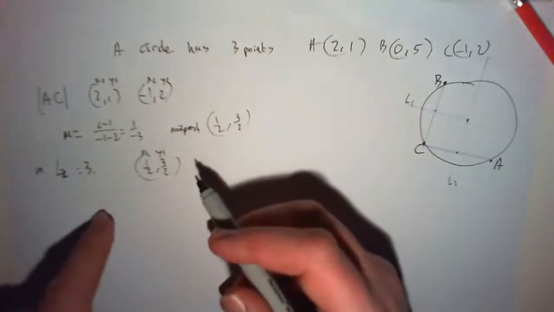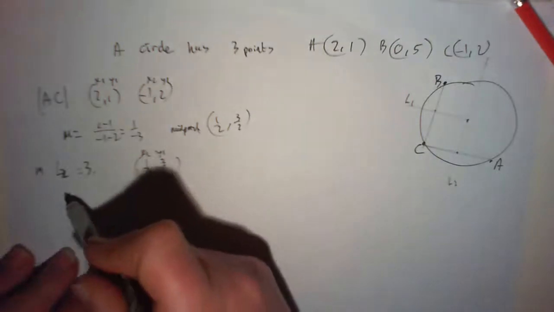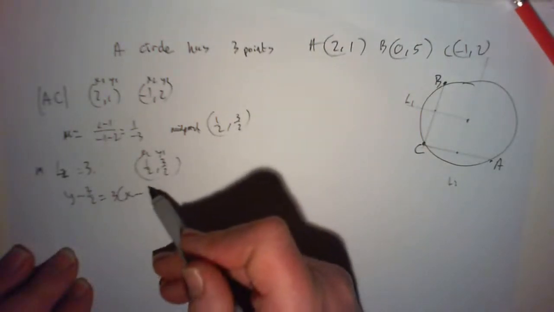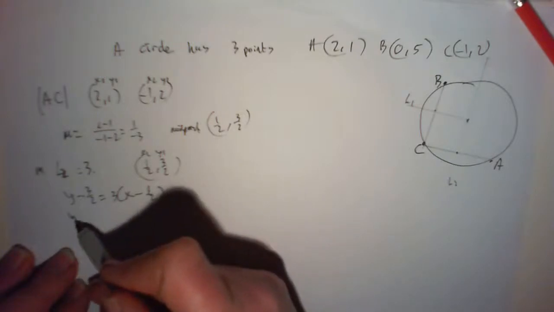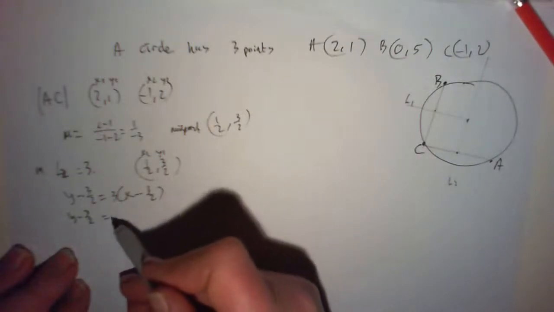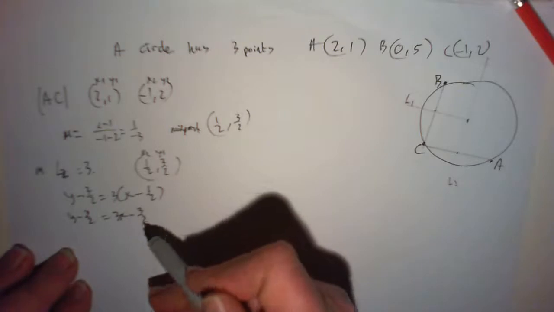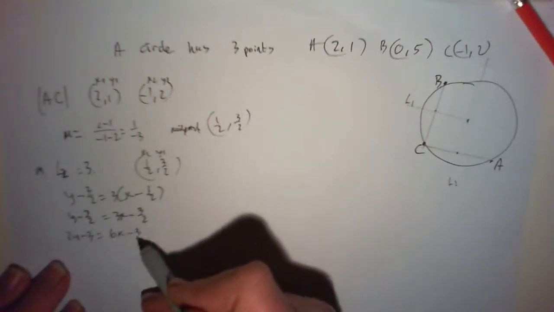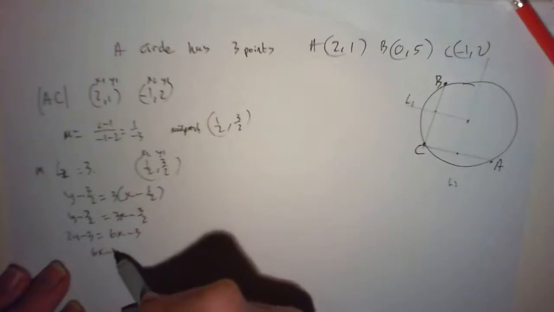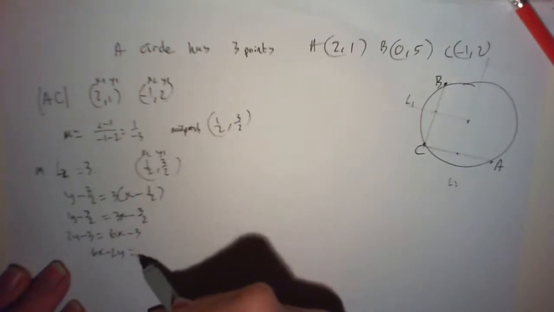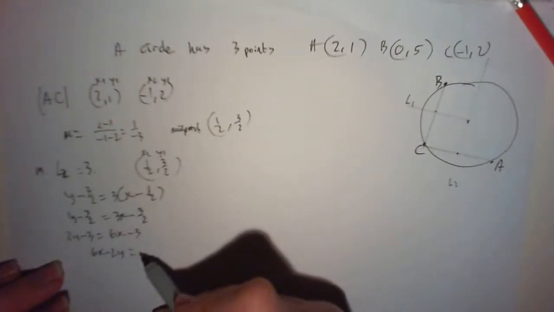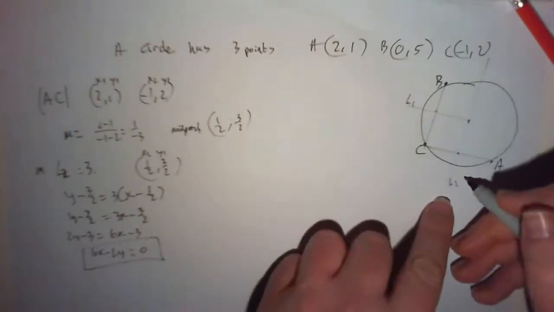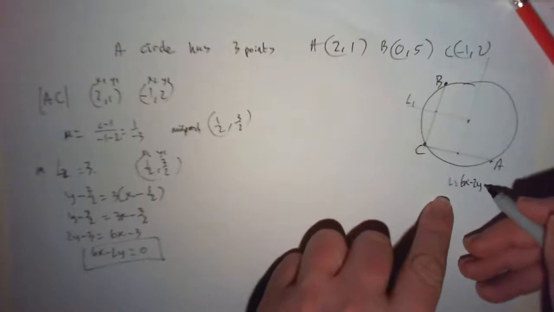Okay, so let's get the equation of L2 then. So it's y minus y1 is equal to m times x minus x1. Okay, y minus 3 over 2 is equal to 3 times x minus a half. Multiply everything by 2. 2y minus 3 is equal to 6x minus 3. 6x minus 2y is equal to 0, I think. Okay, so there you have L2. So that's 6x minus 2y equal to 0.